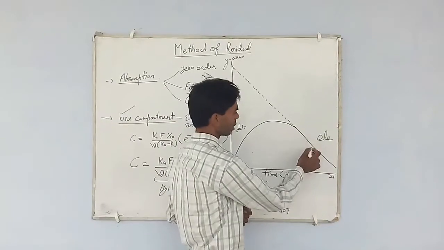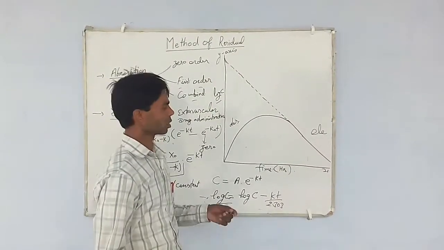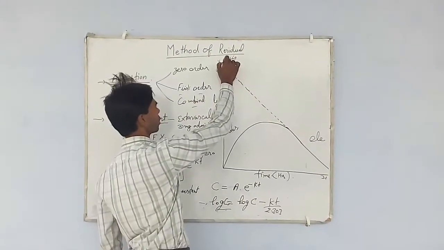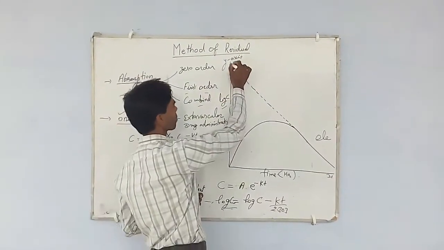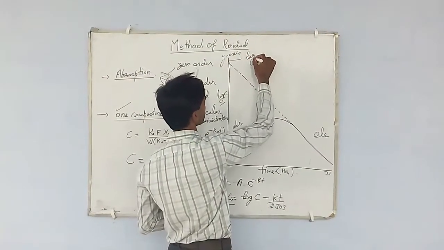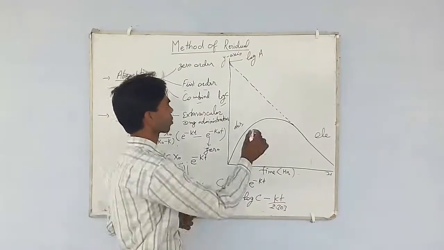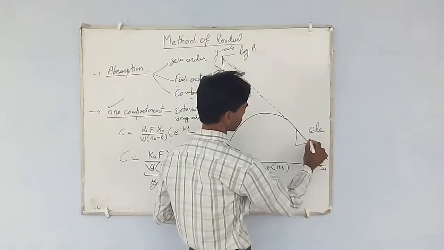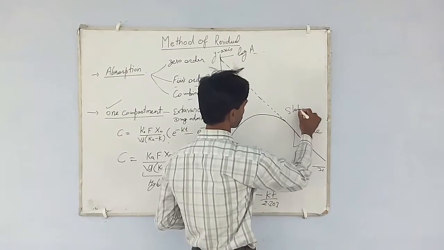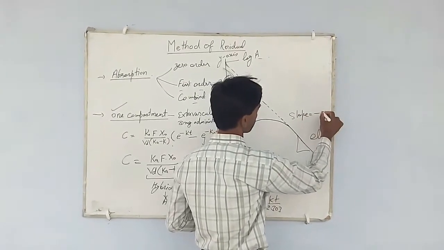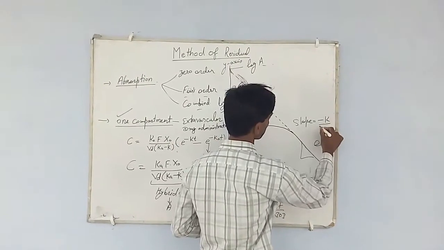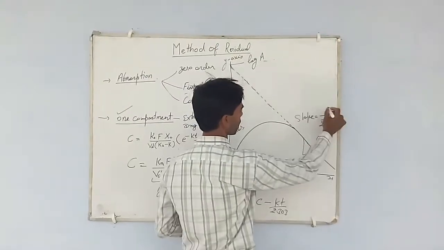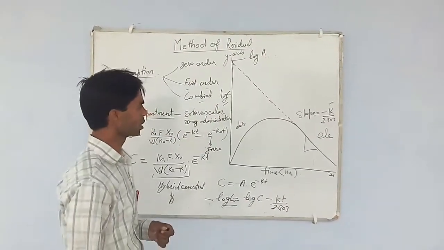From the elimination phase, we draw a straight line. The straight line is back extrapolated to intercept the y-axis. The intercept is represented by log A, also known as the hybrid constant. From this elimination phase, we determine a slope equal to minus K divided by 2.303. From this slope, we can determine the elimination rate constant.